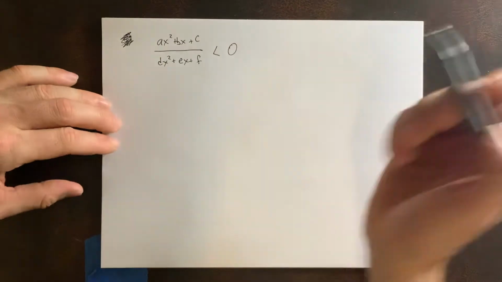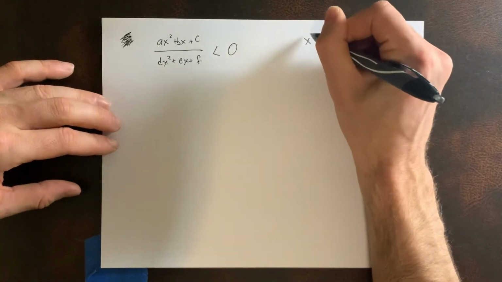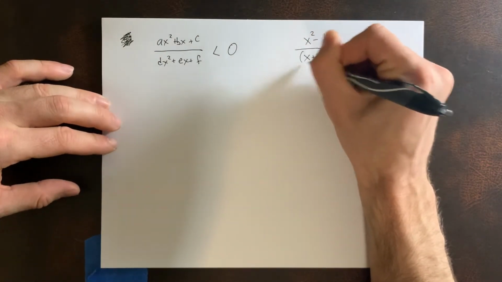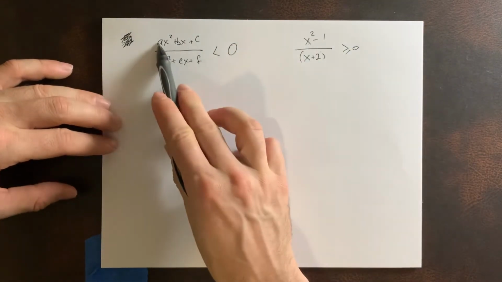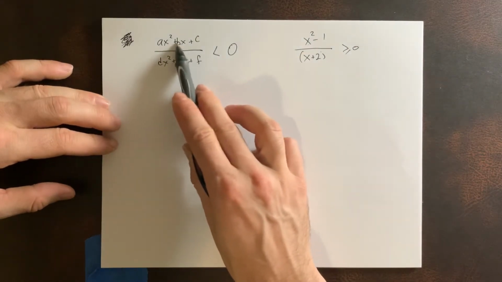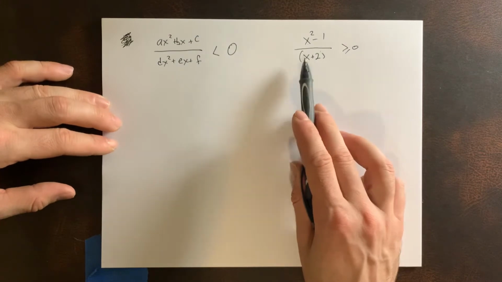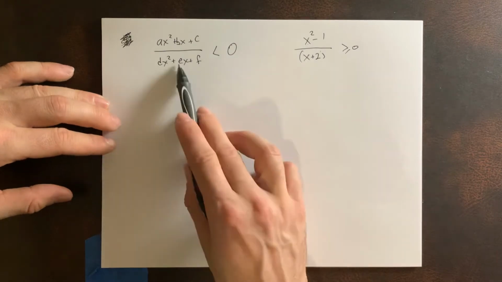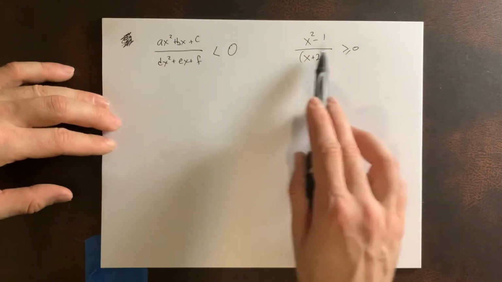So we're not going to solve this one, but let's just do an example of what this could look like. Maybe something like x squared minus 1 all over x plus 2, bigger than or equal to 0. So this one is of this form. On the top, the a would be 1. We have 1x squared. There's no x term, so b would be 0, and c would be minus 1. On the bottom, we don't have an x squared term, so d would be 0. We have just a 1x, so e would be 1. And here's a 2, so our f would be 2.